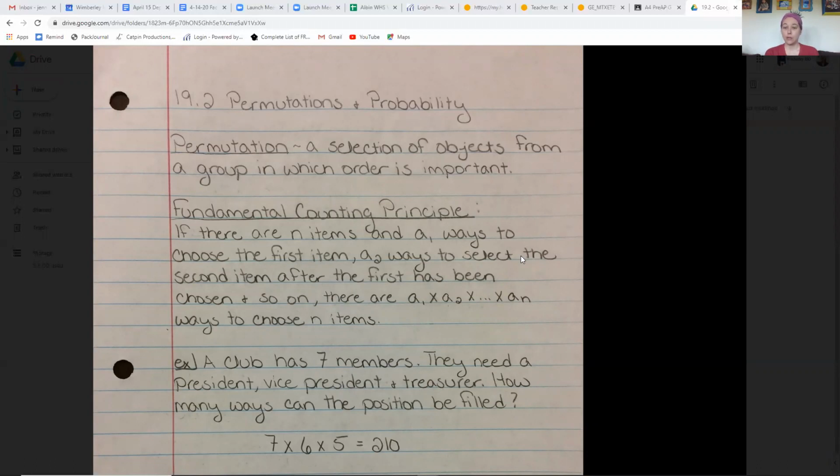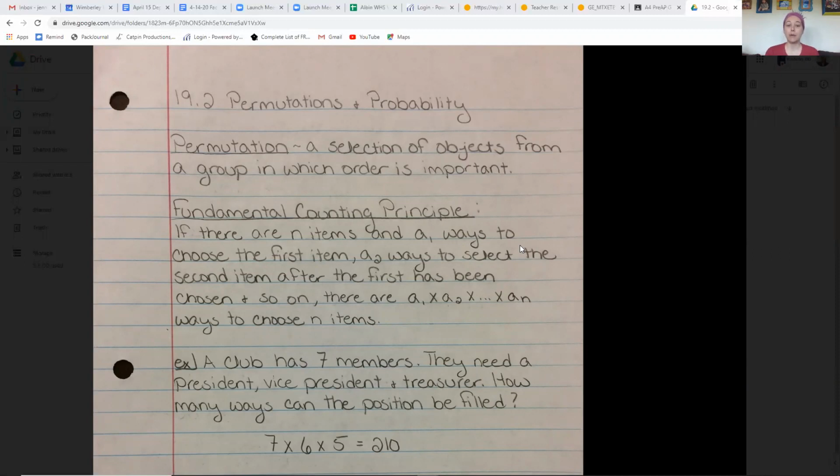A1, the number of ways to choose the first item. If I'm picking a card, well, there's 10 possibilities that could happen, right? But if I pick that card and put it to the side, then I only have 9 left, right? So my A2 is now 9 because that's the number of options that I have from my sample now that I've taken one and removed it. That's what it means when it says order is important. So that many ways to choose the second item after the first has been chosen, and so on.